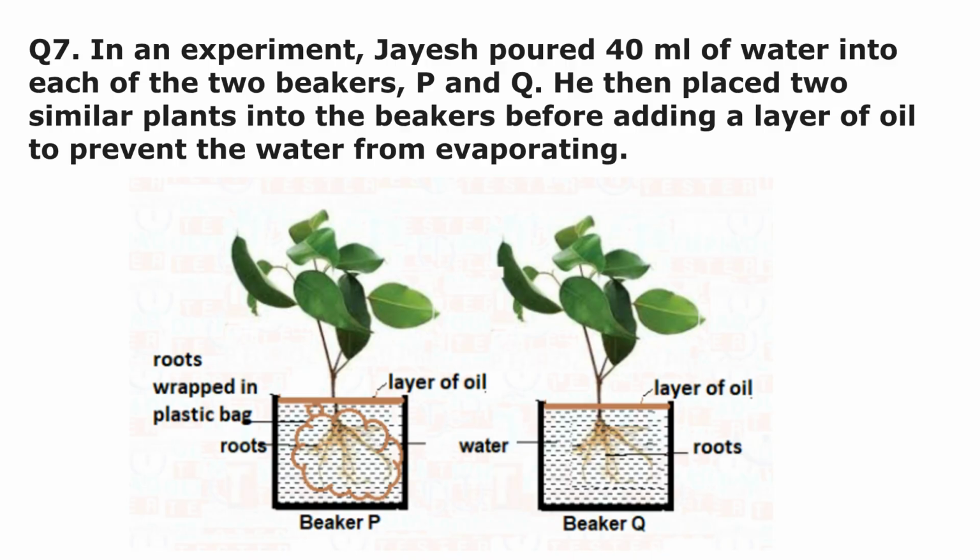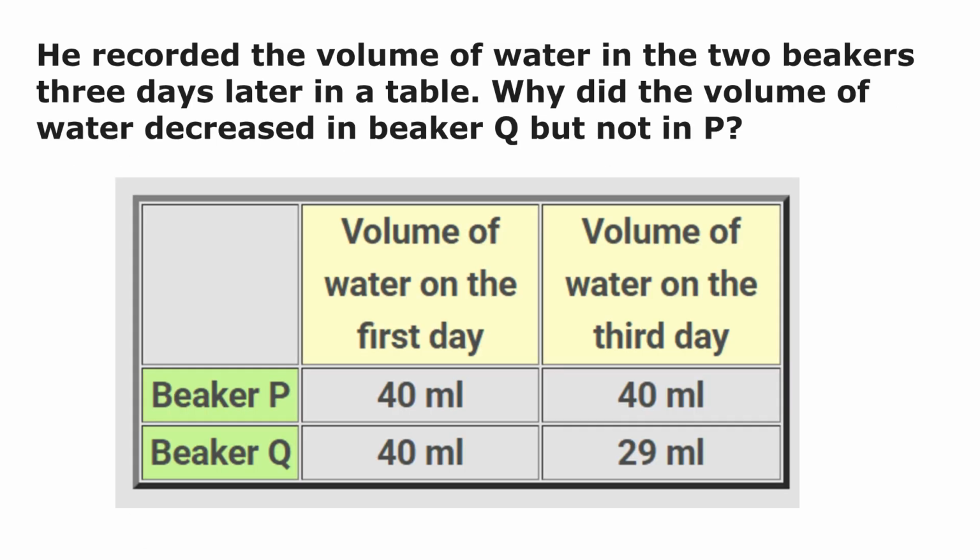Next question. In an experiment, Jayesh poured 40 milliliters of water into each of the 2 beakers, P and Q. He then placed 2 similar plants into the beakers before adding a layer of oil to prevent the water from evaporating. He recorded the volume of water in the 2 beakers 3 days later in a table. Why did the volume of water decrease in beaker Q but not in P?